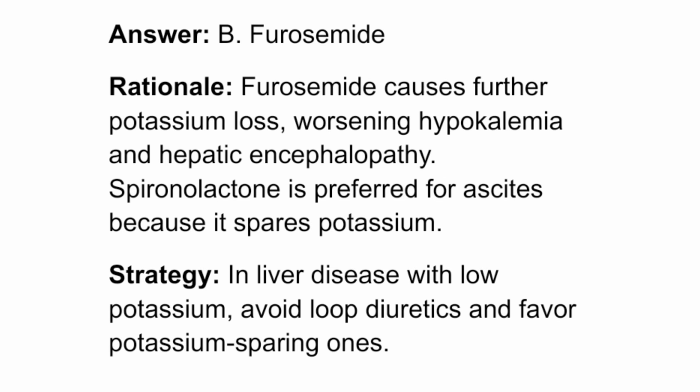Furosemide. Rationale: furosemide causes further potassium loss, worsening hypokalemia and hepatic encephalopathy. Spironolactone is preferred for ascites because it spares potassium. Strategy: in liver disease with low potassium, avoid loop diuretics and favor potassium-sparing ones.